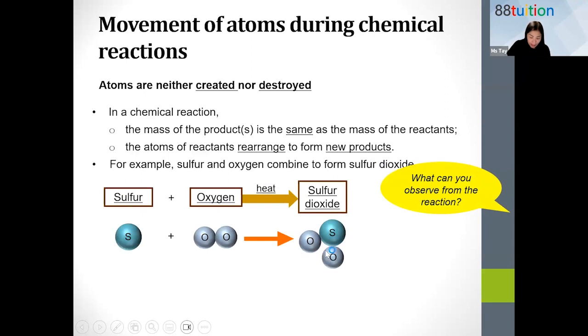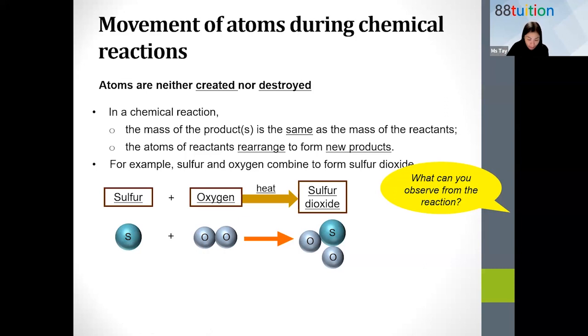If you want to look at the molecules, this is how atoms and molecules look. Sulfur exists as a single atom. We call it monatomic. Mono is one, and atomic refers to atom, so monatomic means one atom. Oxygen exists as a diatomic molecule. We talked about this last lesson as well. I did mention the diatomic molecules like oxygen, hydrogen, fluorine, chlorine.